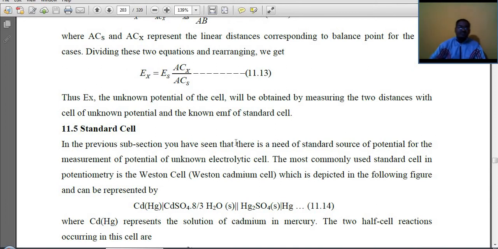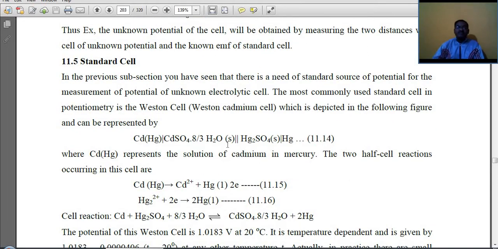What is meant by standard cell? In the previous subsections, you have seen that there is a need for a standard source of potential for the measurement of potential of an unknown electrolytic cell. The most commonly used standard cell in potentiometry is the Weston cell, the Weston cadmium cell, which is depicted in the following figure and can be represented by cadmium sulfate and mercury sulfate in mercury.